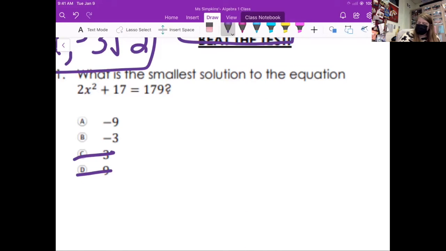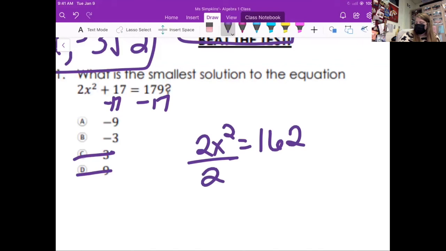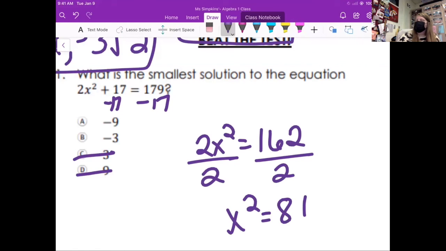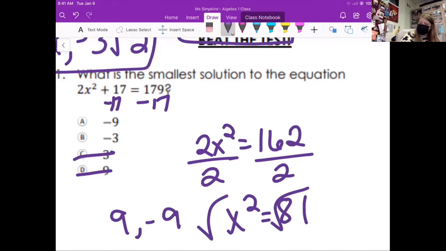So let's go ahead and try it. So I'd first subtract 17. Get 2x squared equals 162. And then if you divide both sides by 2, x squared is equal to 81. So the square root of 81 is 9 and negative 9. So negative 9 was the smallest of the 2 answers. Good.